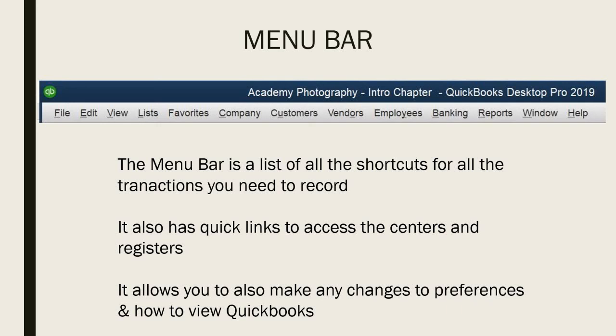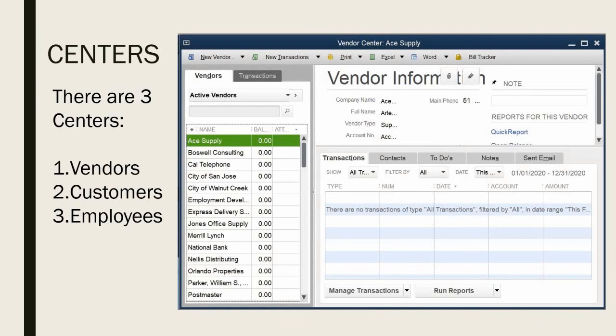And of course, the menu bar, right, it's pretty straightforward. You click on it, it will give you a drop-down list. And then from there, you search the transaction that you're looking for. Okay? And again, everything will make more sense as we continue going forward.